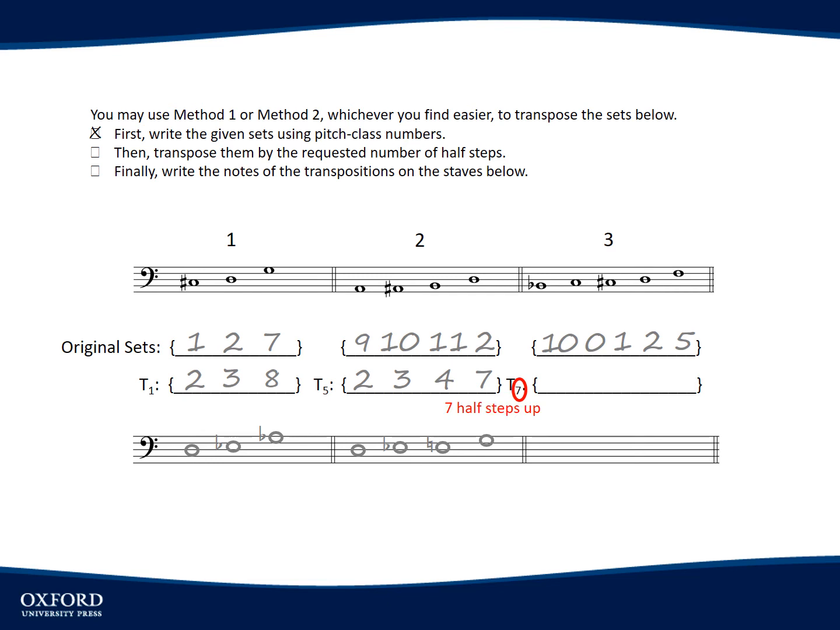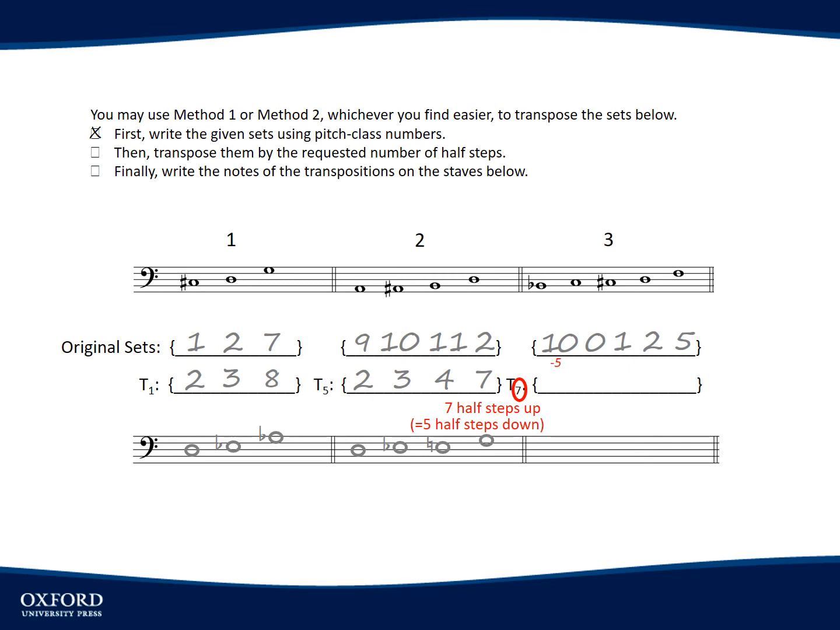Recall from the video on transposing sets that a shortcut when dealing with intervals greater than 6 is to think of them as smaller intervals going down. So 7 half steps up is the same as 5 half steps going down, because those two numbers add up to 12, the number of half steps in the octave. And that makes them inversions. This means we can choose whichever number makes the math easier.